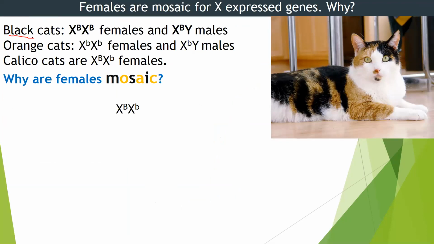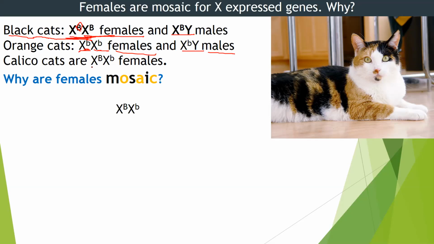There's a gene on the X chromosome called B, the capital B. The capital B gives cats black hair, right? The genotype of X capital B and X capital B gives a female black hair cat, and this genotype gives a male black hair cat. The mutant allele, the lowercase b, gives you an orange hair female, and this gives you an orange hair male.